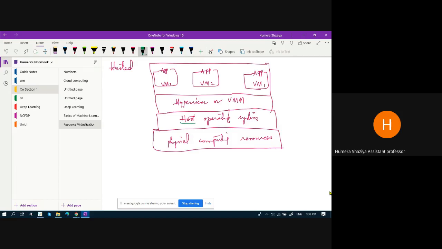Here, this operating system will provide the hardware drivers, and because of that, it is easy to have a hypervisor installed and make it available for virtual machines. The drawback is that this hypervisor does not have direct access to physical resources. The host operating system has direct access, whereas the hypervisor does not. The hypervisor has to go through the host operating system to reach the resources. This is the hosted approach.